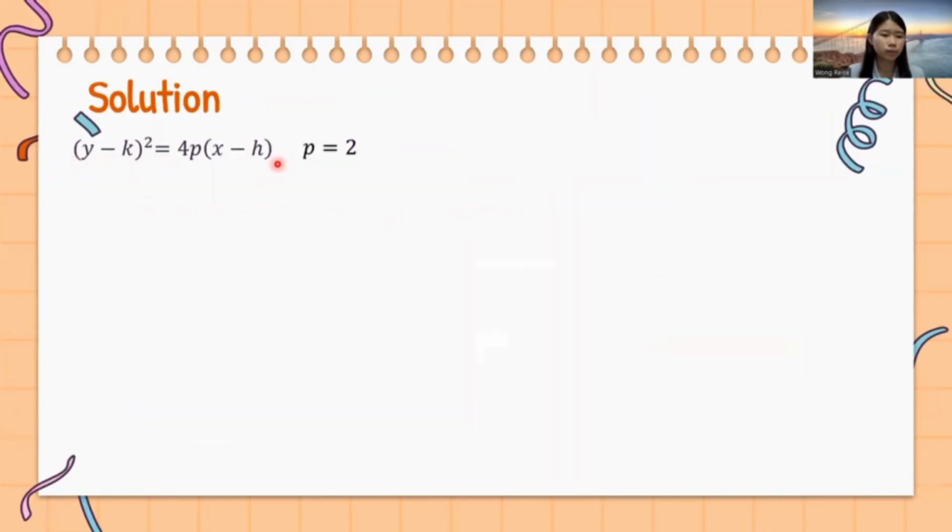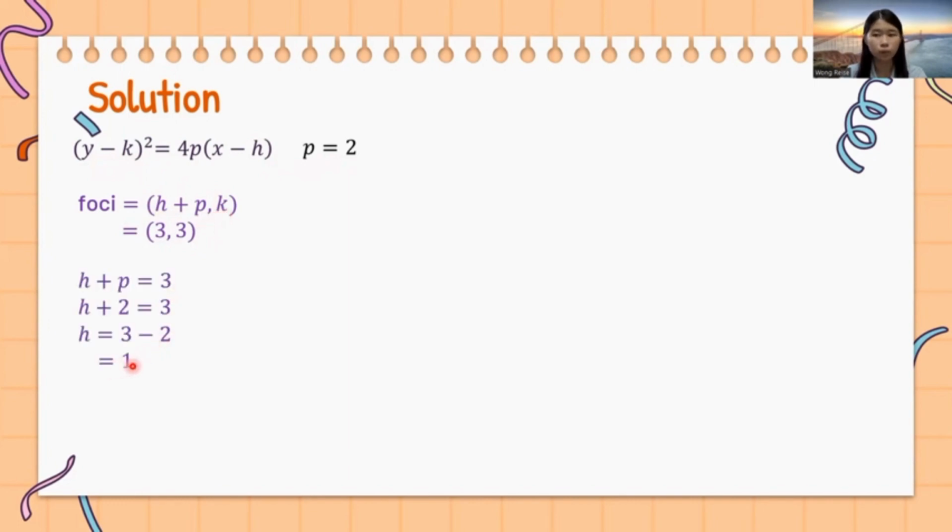And we choose this formula because the graph opens to the right, and so we use y squared on the left-hand side. So we know the focus is (3, 3). We just compare it with h plus p and k. And then we will get h equal to 1 and k equal to 3. After knowing the values of h and k, we also know the coordinate of the vertex, which is (1, 3).